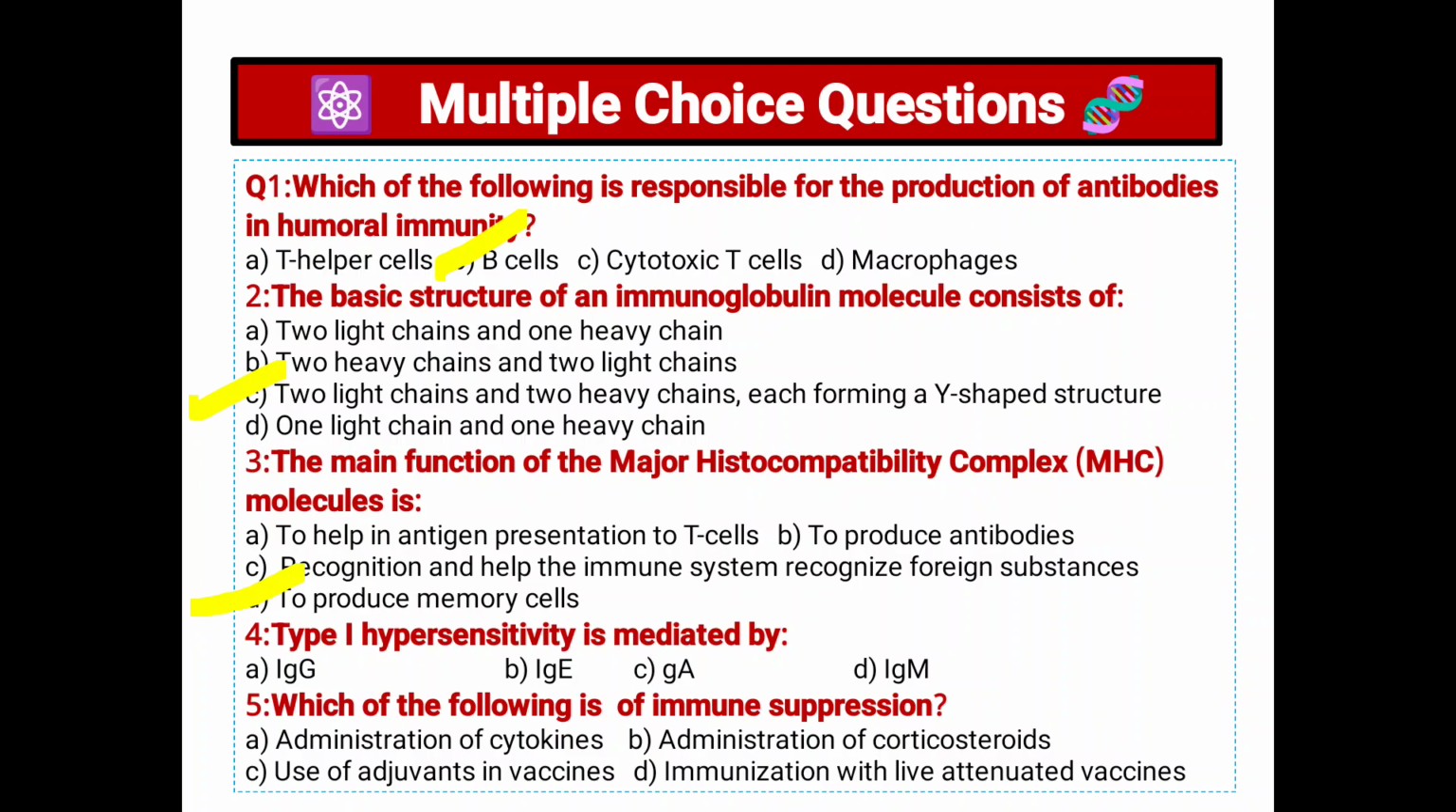IgG, option A, option B IgE, option C IgA, and option D IgM. So option B is the correct. IgE, it causes hypersensitivity reaction type 1, immediate hypersensitivity reaction.